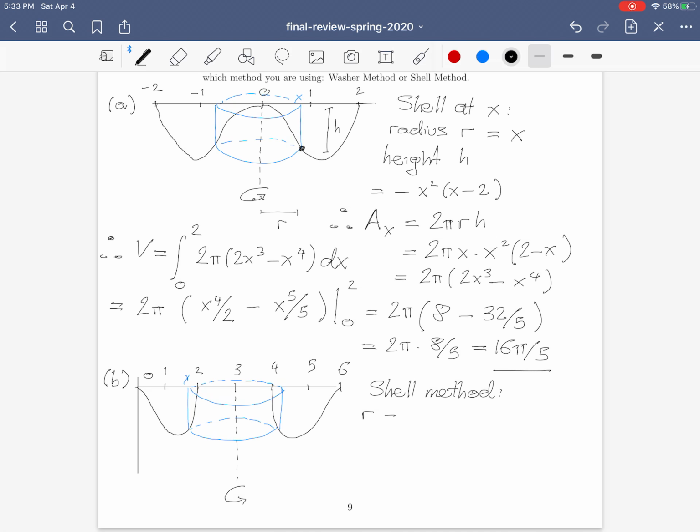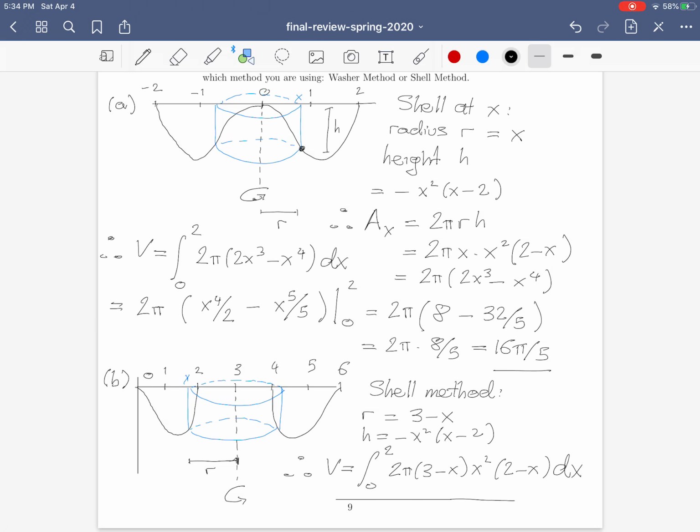And so again, we calculate the radius. The radius is this distance here. And what's different now is that the radius is 3 minus x rather than x. The height is the same. The height is negative x squared times x minus 2. So therefore our volume is equal to the integral from 0 to 2 of 2 pi times 3 minus x times x squared times 2 minus x dx. Again, we're just using the same expression for the area of the cylinder, and then we integrate the area of the cylinder.